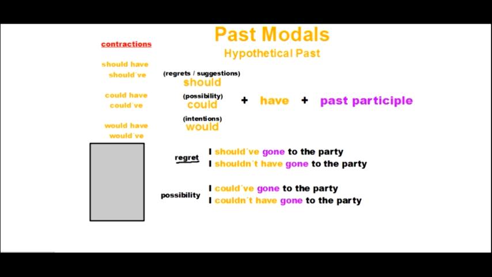Or it wasn't possible for me to go to the party. I couldn't have gone to the party, right? So the negative with couldn't, auxiliary verb, and the past participle, right? So possibility, could and couldn't.